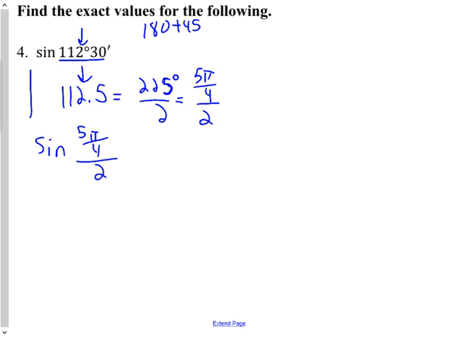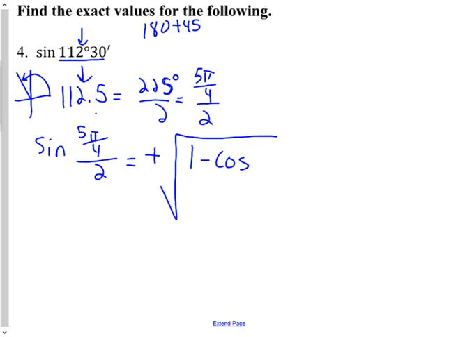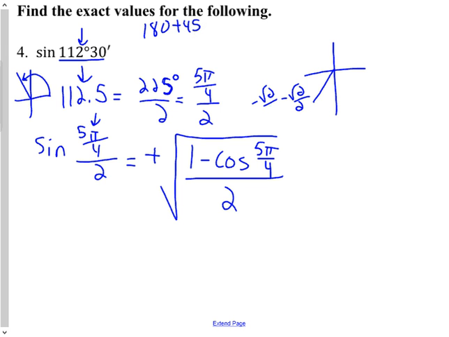112.5 degrees is in what quadrant? A little more than 90, less than 180. So this is going to give us a plus, square root of 1 minus cosine of u, all over 2. Now we plug in the 5 pi over 4, plugging in the numerator of that half over 2. And now it's simplifying. 5 pi over 4 is down here, which is going to be negative root 2 over 2, negative root 2 over 2 for both values.